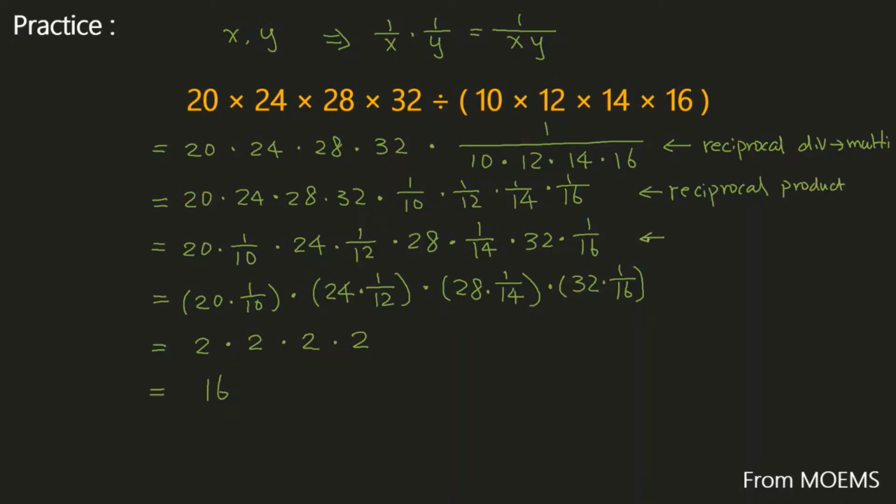In this third step, we use the commutative property of multiplication. And in this next step, we use the associative property of multiplication. And the final answer is 16.